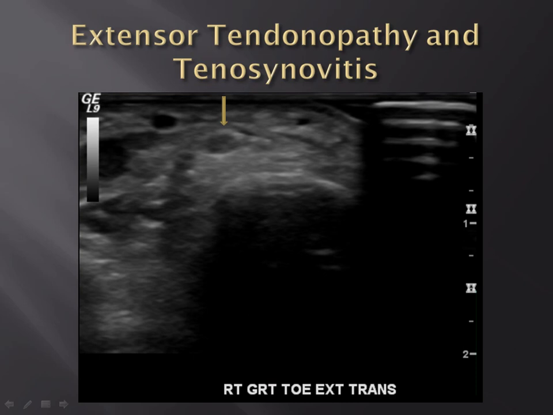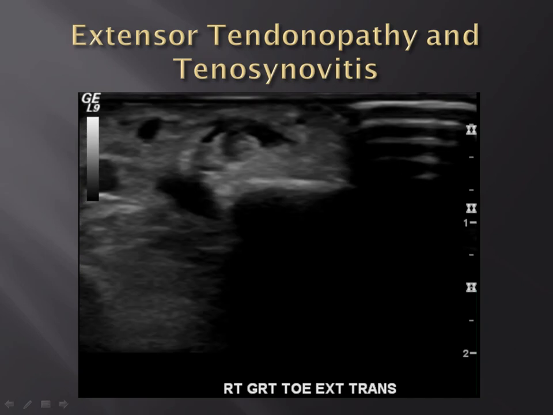So these are some still images taken from this patient. Here's the extensor tendon proximally. As we follow it out, you start to see the extension of the tendon sheath, tenosynovial fluid, thickening and irregularity of the extensor tendon itself.